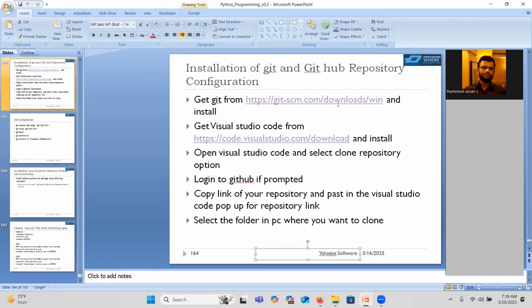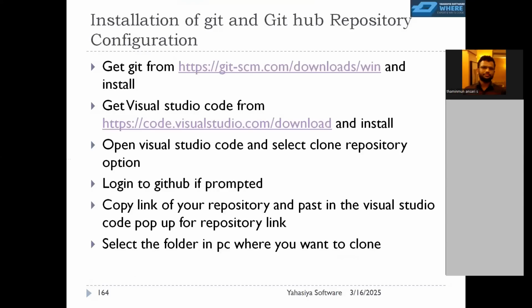So let us do it step by step to install these two. First, you download Git from the repository, and then you also download Visual Studio Code from the respective website, and then install them right now. Can you do it in parallel? So all of you try it. If you face any challenge, let me know. So first, let us install Git.